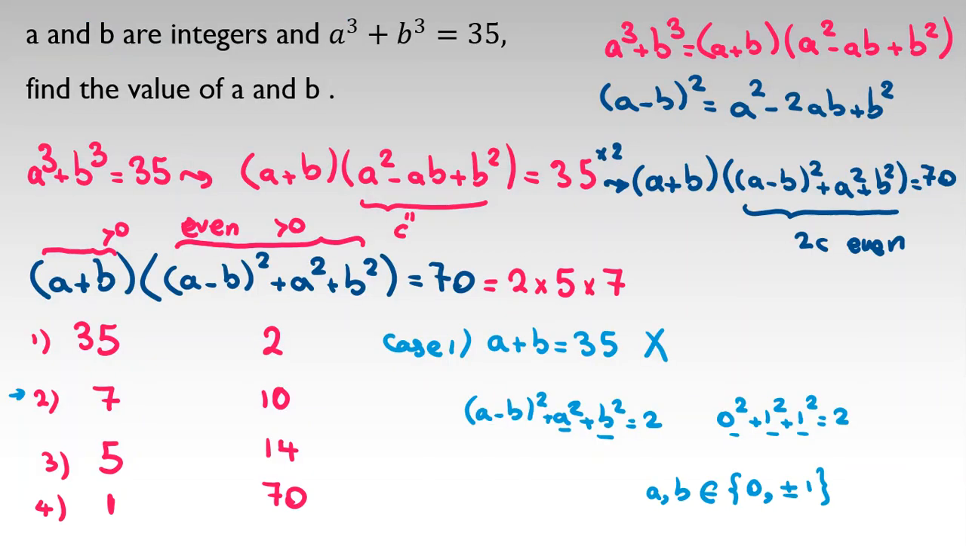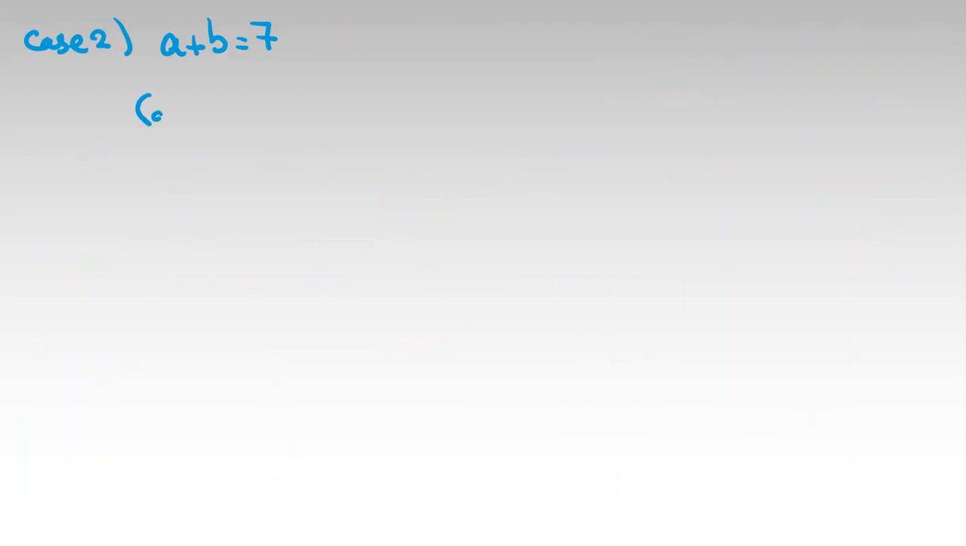A plus B is 7, and A minus B squared plus A squared plus B squared equal to 10. Now, here I want to see how I can write 10 as sum of 3 perfect squares.